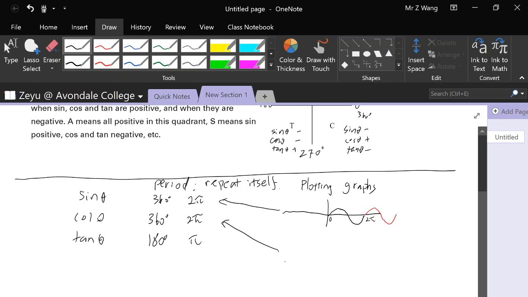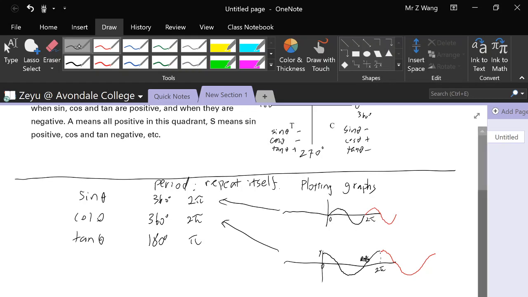And the cosine graph looks like this. It's also repeating every 2 pi, but it's starting from a different point. So this is a 1. And I start at 0, this is 2 pi. Sorry, that's not 2 pi. This is 2 pi. Let me show you. It also repeats after 2 pi, so this is what it looks like.